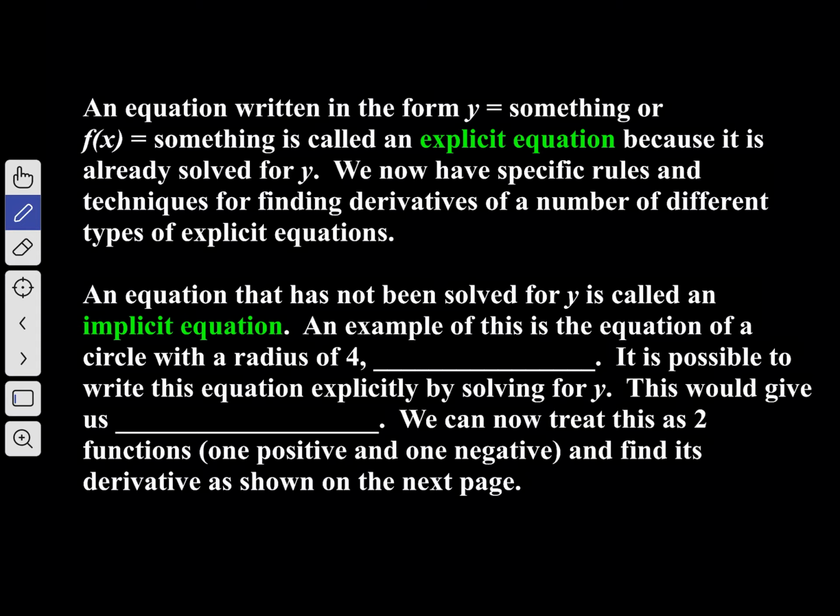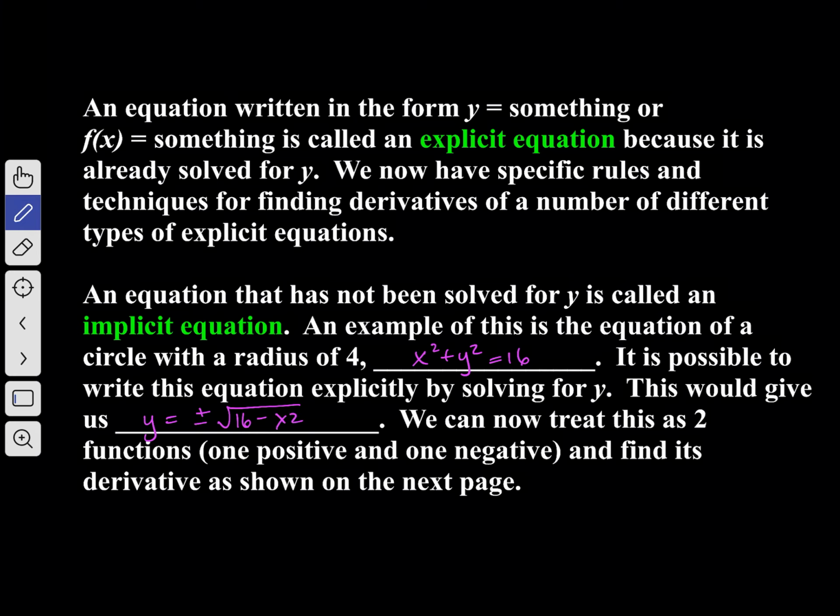An example of this is the equation of a circle centered at the origin with a radius of 4. It would look something like this: x squared plus y squared equals r squared, and so in this case that would equal 16. It's possible to write the equation explicitly if we solve for y. I would subtract the x squared and take the square root. So y is equal to positive or negative square root of 16 minus x squared.